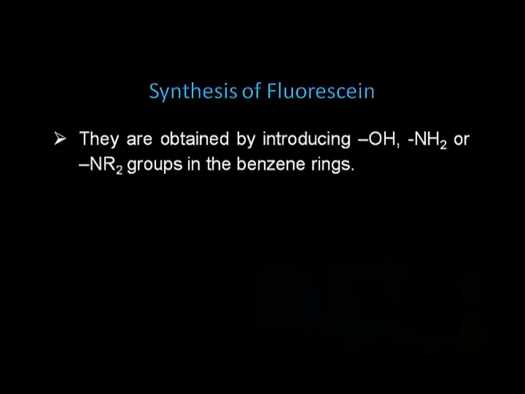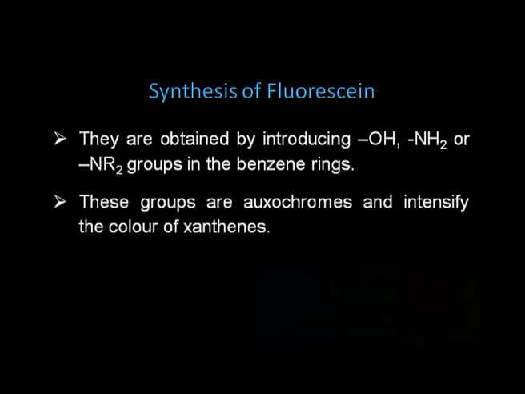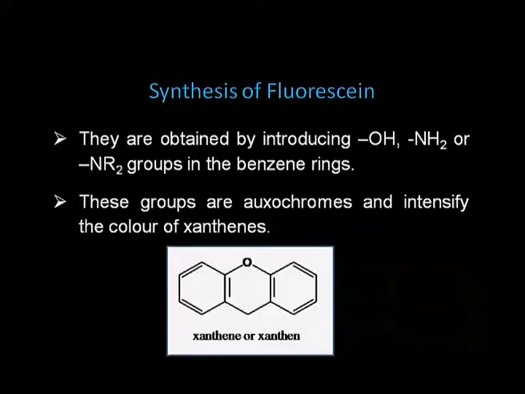We will now discuss the synthesis of fluorescein. Fluorescein belongs to the group of xanthene dyes. They are quite related to phthalein dyes as both are prepared by similar methods. Xanthene dyes contain the dibenzopyran or xanthene ring. They are obtained by introducing OH or NH2 or dialkylamino groups into the benzene ring. These groups are auxochromes and intensify the color of xanthene. Here it is the xanthene nucleus. This is also called the divinyl pyran nucleus.